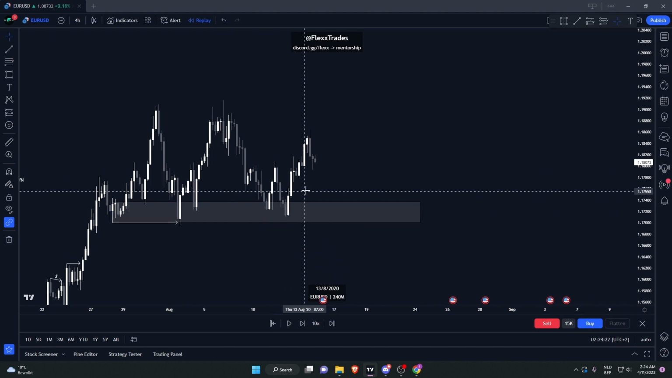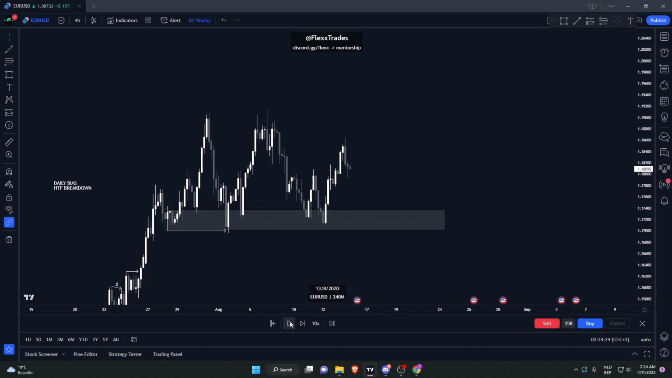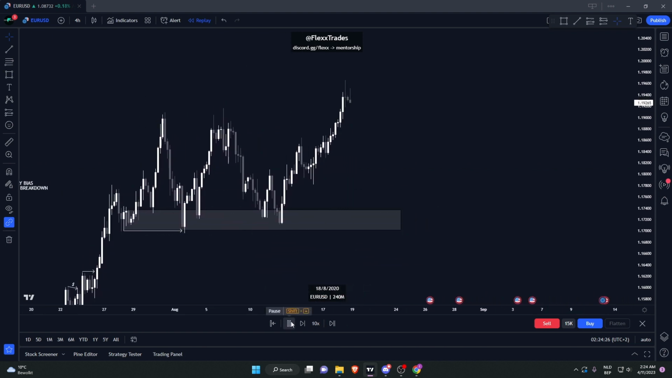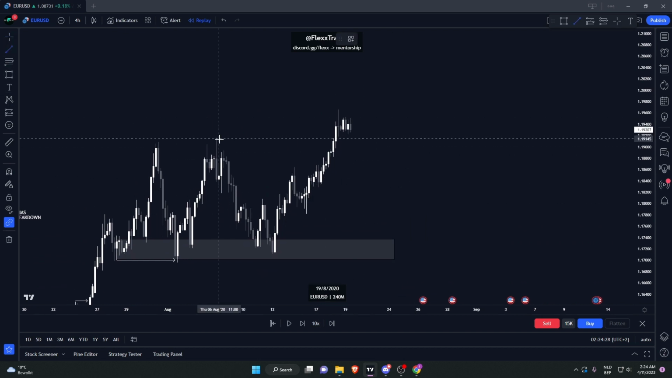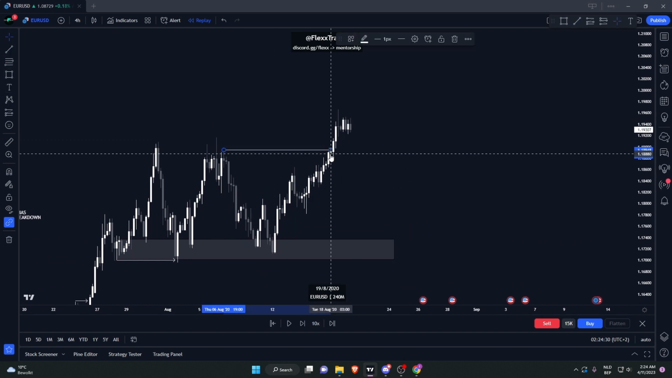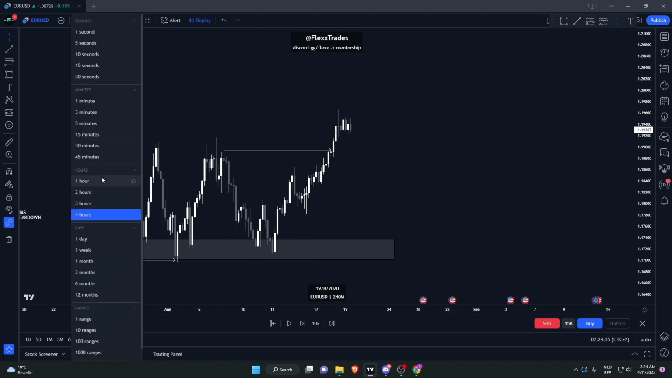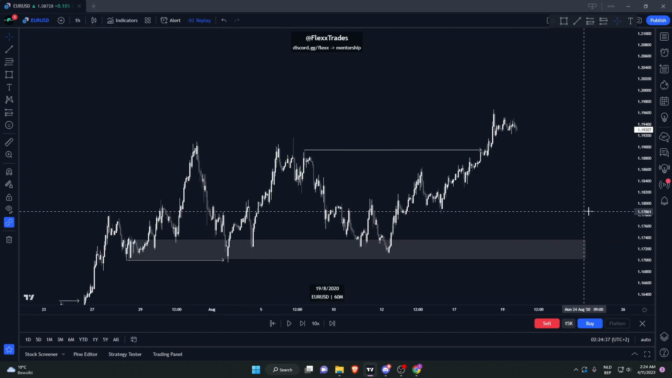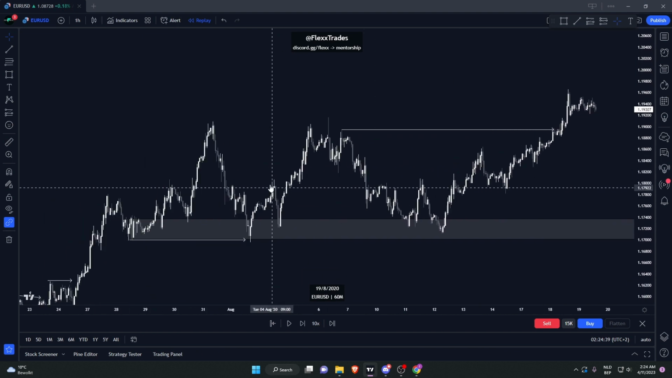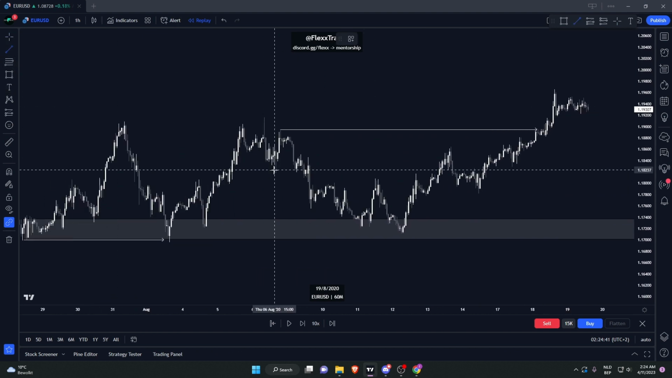We're still inside our POI. We mitigated it quite a few times, but that does not mean that it's invalid. And as we see, price makes a new high. So our buy bias was still correct, which aligns with the lower time frame, because if you look at the lower time frame on the 1 hour, the internal structure never really shifted bearish except for right here.